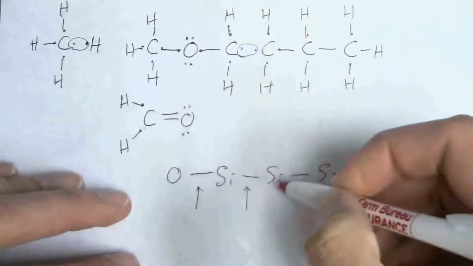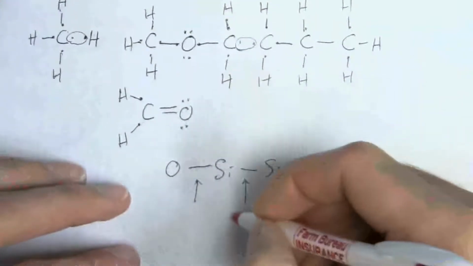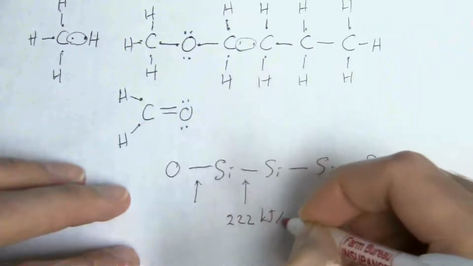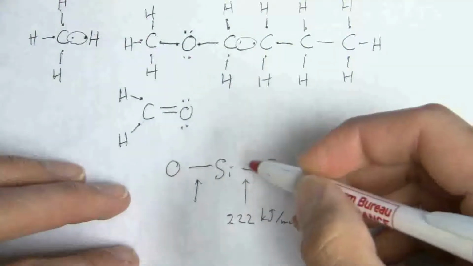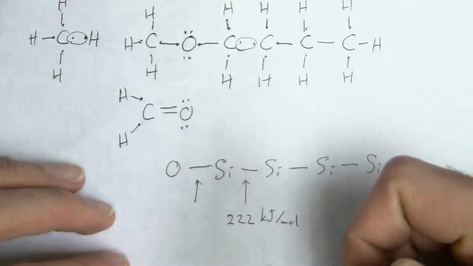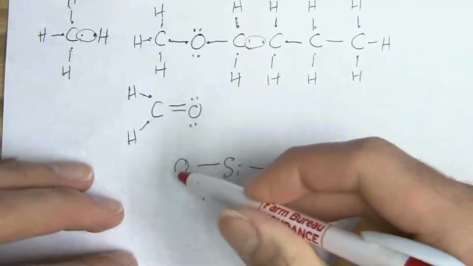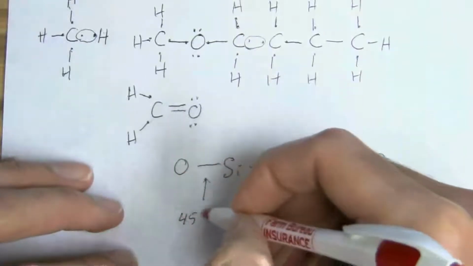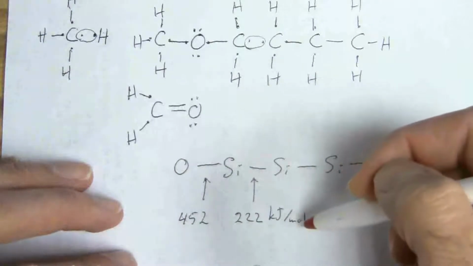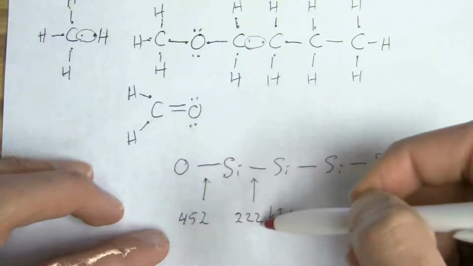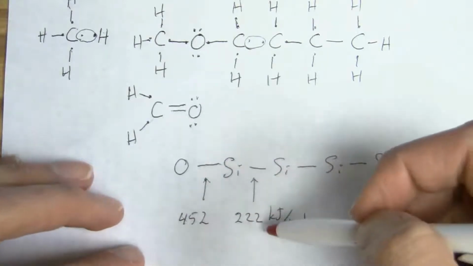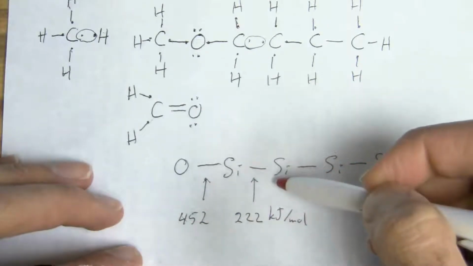A silicon-silicon bond is about 222 kilojoules per mole. That's how much energy is required to break that bond. A silicon-oxygen bond, on the other hand, is 452 kilojoules per mole. So quite a lot stronger, in fact, over twice as strong as the silicon-silicon bond.